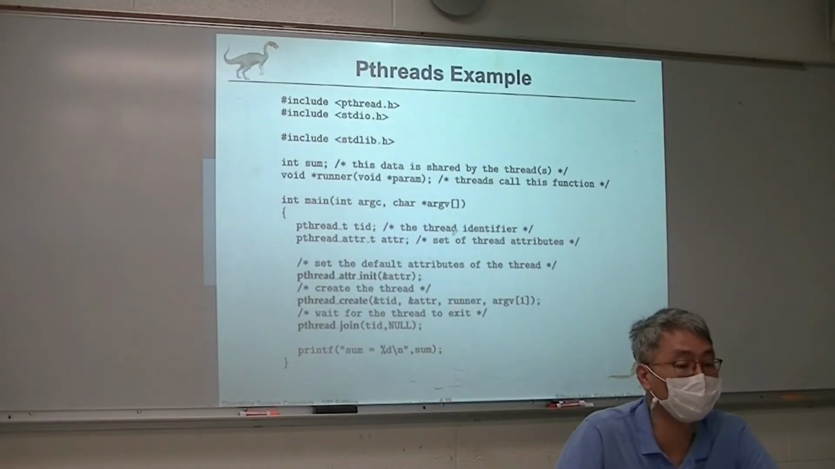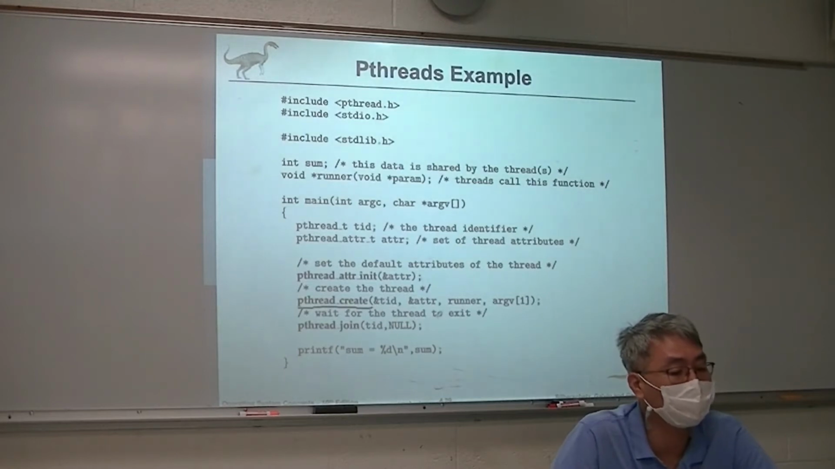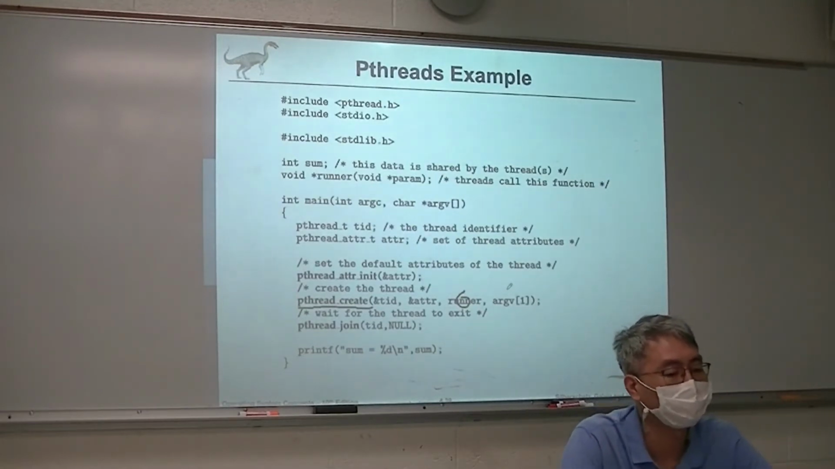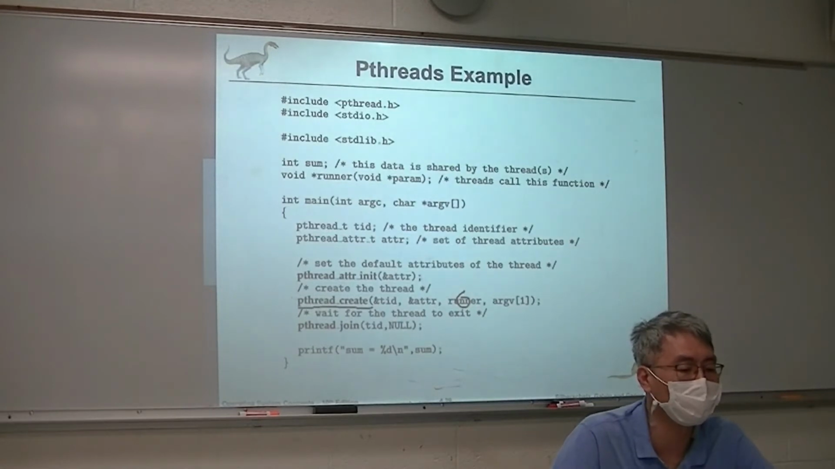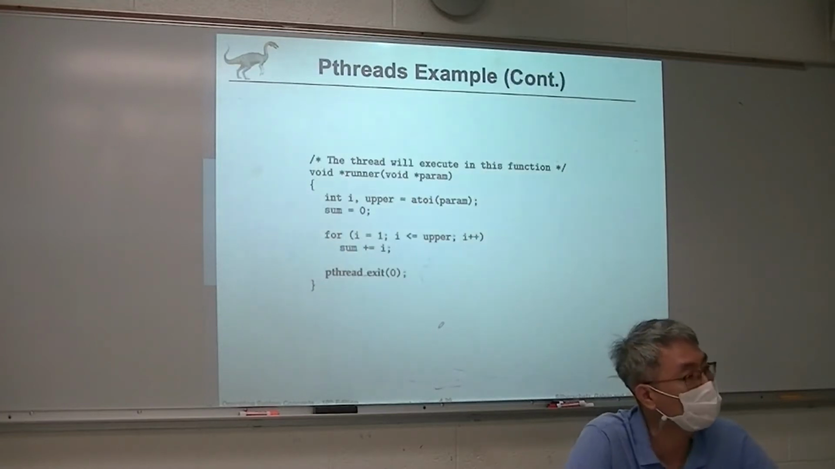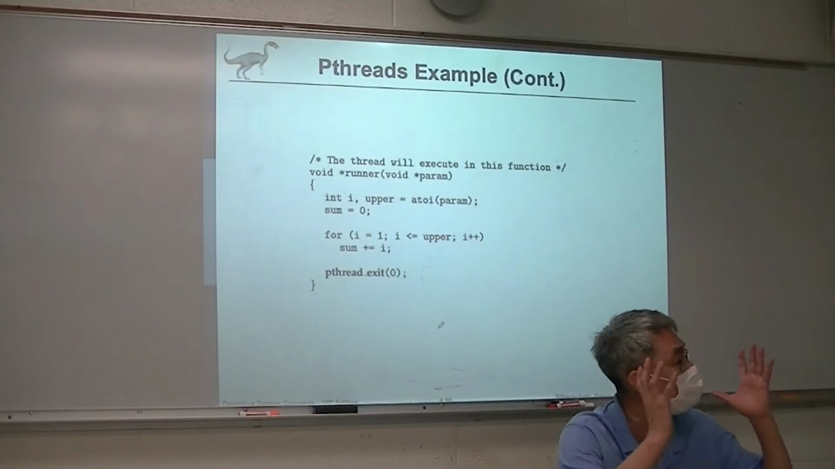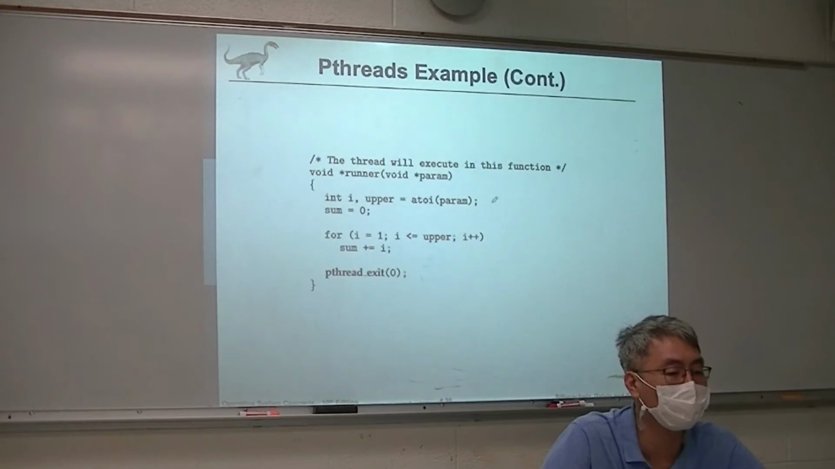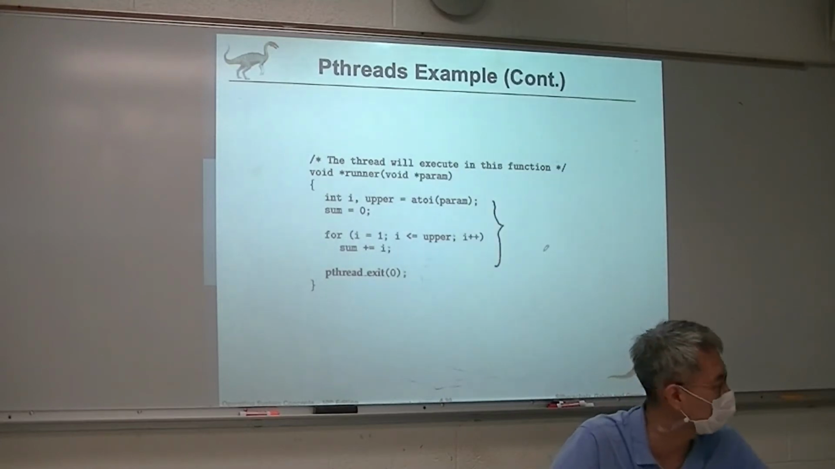So you are able to create your thread using pthread_create. Then this runner is the task that you are going to run in parallel. And such a created thread will be joined to your main process using pthread_join. This runner is, in other words, the task that you are going to run in parallel. In this example, this is the summation of the values, just a simple example.